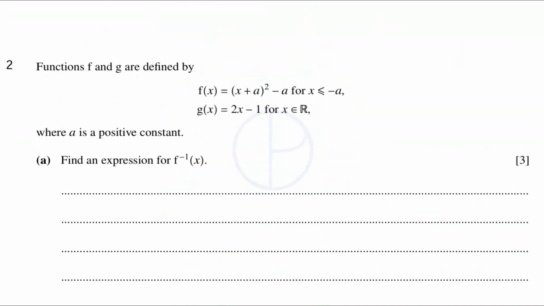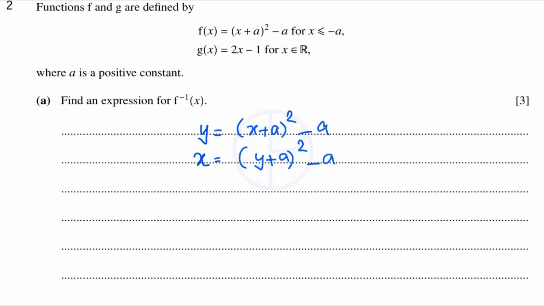The next question is, functions f and g are defined by f of x equals (x plus a) the whole squared minus a, and g of x is 2x minus 1, where a is a positive constant. Find an expression for f inverse of x. To find f inverse of x, let's write y equal to f of x, which is (x plus a) the whole squared minus a. Now swap x and y, so we get x equals (y plus a) the whole squared minus a. Now make y the subject.